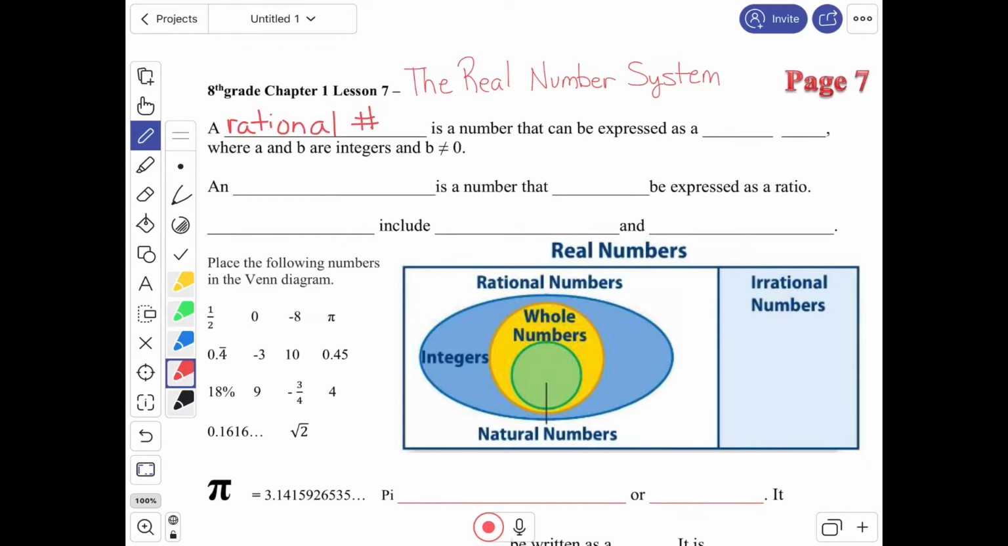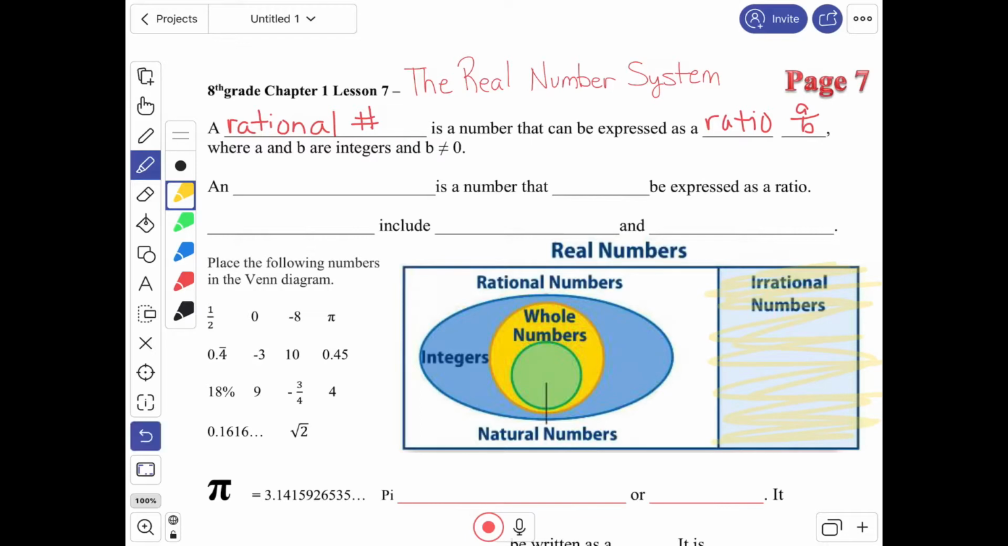So far, you should know about rational numbers. A rational number is any number that can be expressed as a ratio. And a ratio is a fraction, or a comparison of two numbers, a over b, where a and b are integers and b is not equal to 0. So you've seen so far everything but this side of the graph. You've seen rational numbers, integers, whole numbers, and natural numbers.